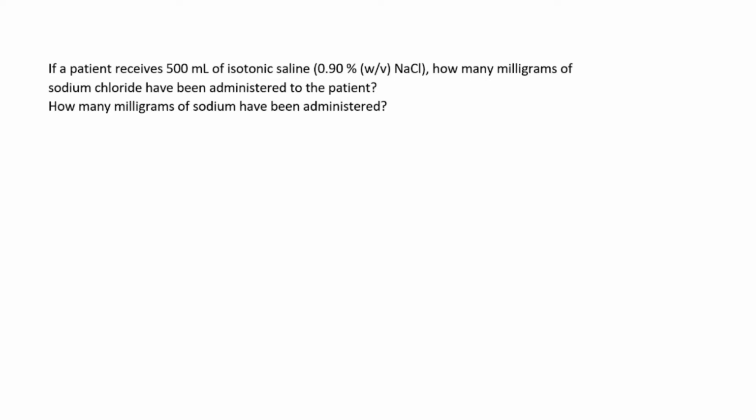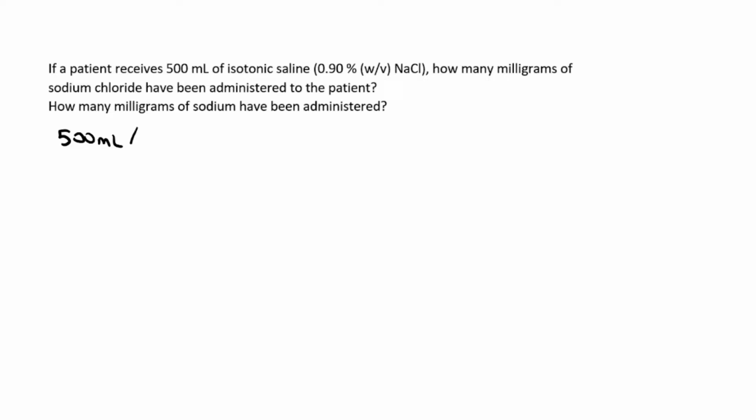Today we're going to look at this question. If a patient receives 500 milliliters of isotonic saline, how many milligrams of sodium chloride have been administered to the patient, and how many milligrams of sodium have been administered? So this is a dimensional analysis question. What you're going to do is convert 500 milliliters to milligrams of sodium chloride.